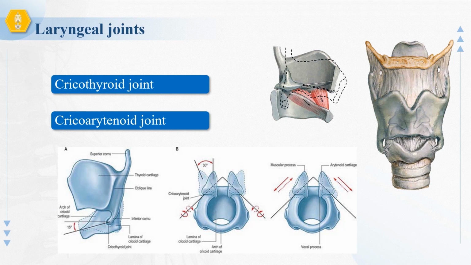As for the laryngeal joints, we'll talk about the cricothyroid joint and the cricoarytenoid joint, as shown in the picture.